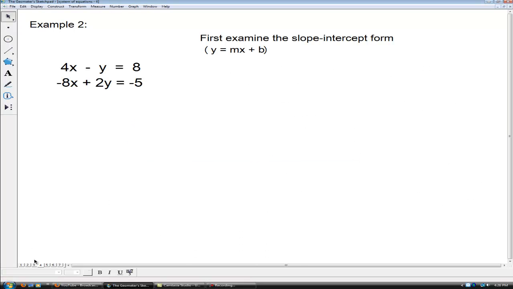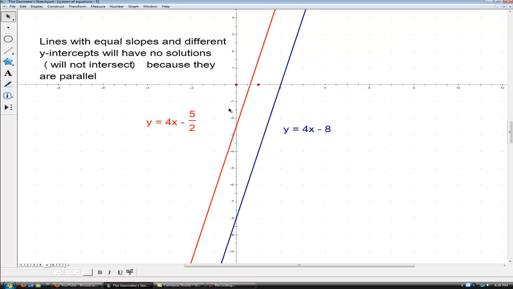Let's verify by looking at the graphs. Here's line 2, here's line 1. We can see that they're parallel. And lines with equal slopes and different y-intercepts will have no solutions. They will not intersect because they are parallel.